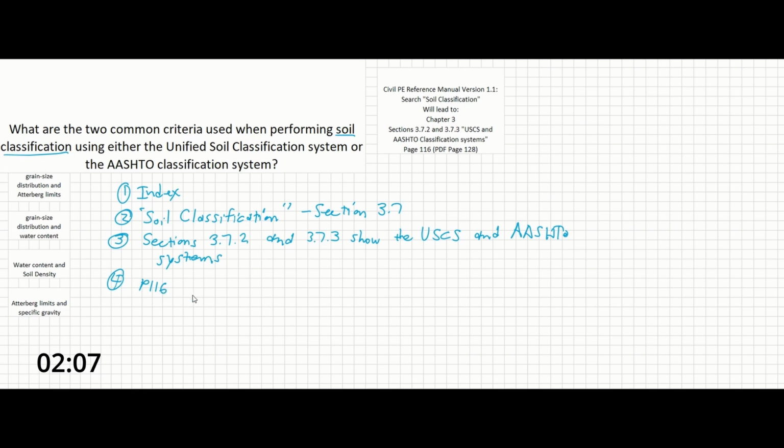I guess USC system. So we can see on that table that grain size distribution is used. So this is immediately going to limit our answers to A or B. If we are to continue, we can also see that the table references Atterberg limits, those being the liquid limit and the plastic limit. So let's mark that down as well.